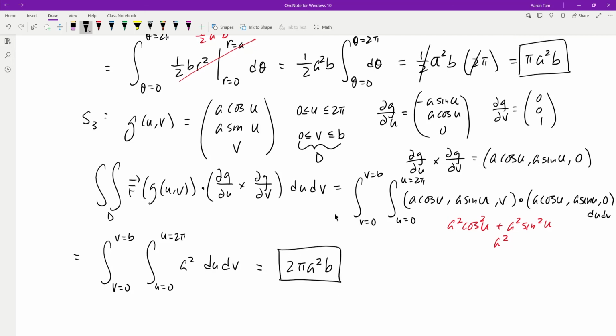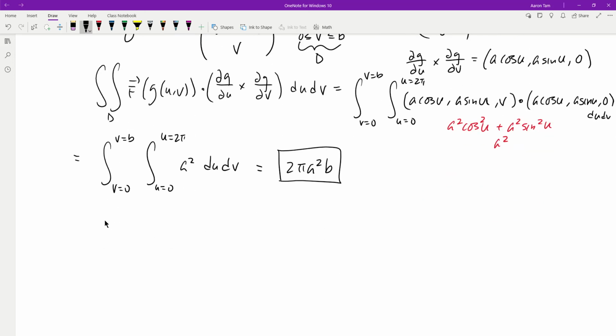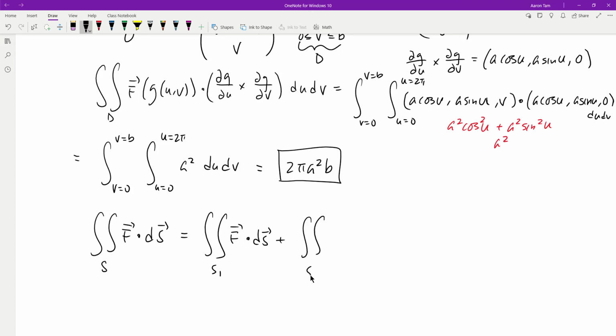So now we have a result. Now we can actually put all this together. So therefore, this double integral over S of vector F dot d vector S would equal S1 plus S2 plus S3, the surface integral for each one.